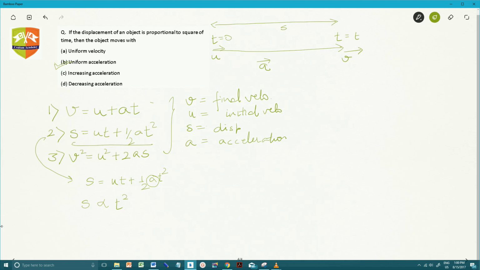Let's explore option A. In case of uniform velocity, my a will be 0, so a is 0. So putting a is 0 in the second equation, I can get s is equal to only ut, right? Which in this case s is directly proportional to t and not t squared. This is the case of uniform velocity. So through the entire journey, the body is moving with uniform velocity u.